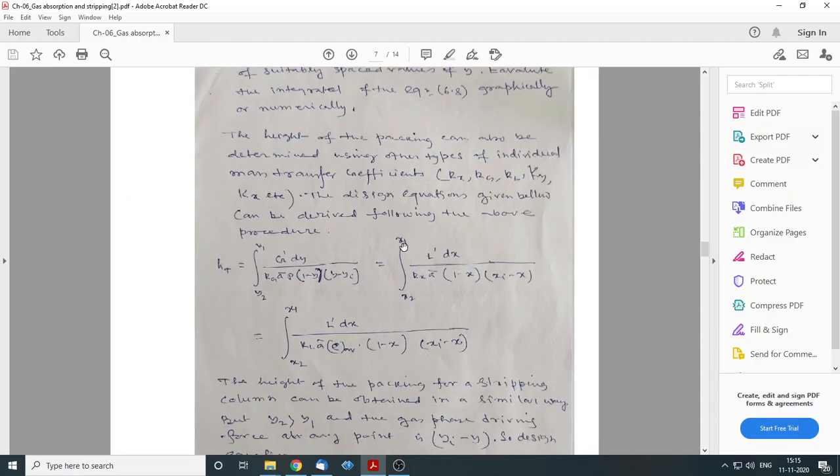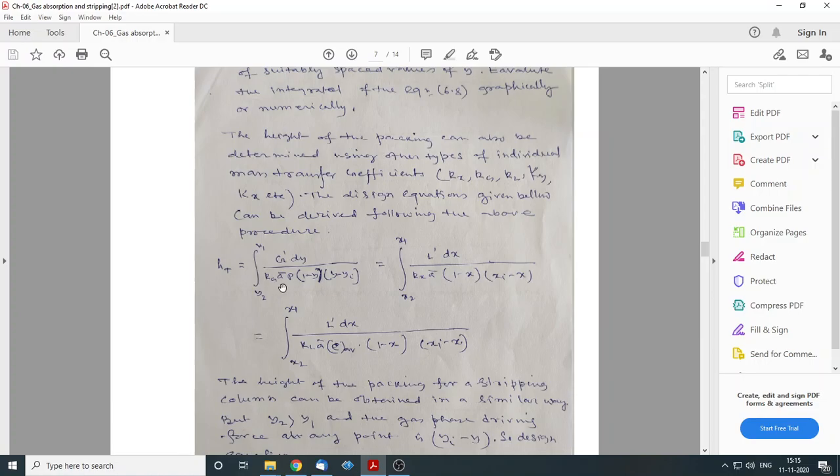Now, we have derived this equation taking the gas phase, meaning mass is transferring from the gas phase to the liquid phase, and the whole balance was done from the gas phase point of view.